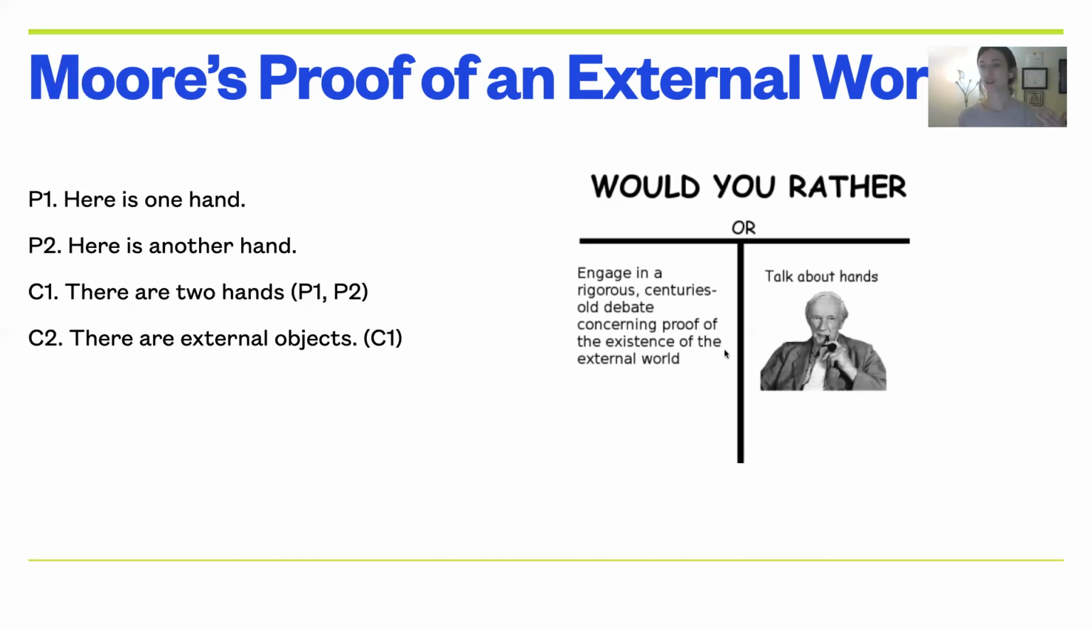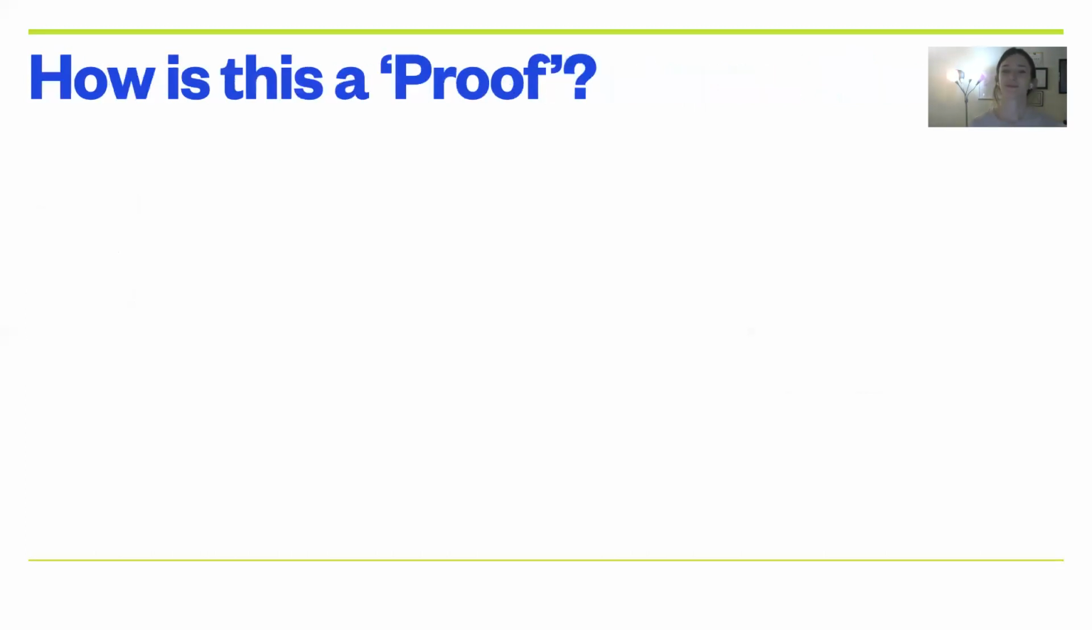And this is just a little meme that I found that's sort of poking fun. Okay, so you might be wondering, how exactly is this a proof? Like, I do math and stuff and no one would ever accept that as a proof. So Moore gives us 3 criteria for a genuine proof, which is quite helpful.